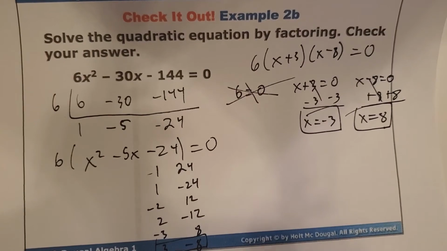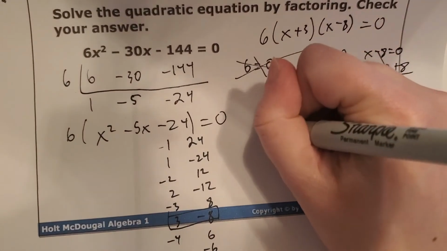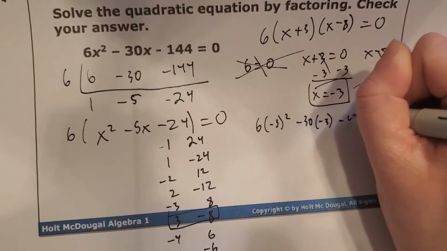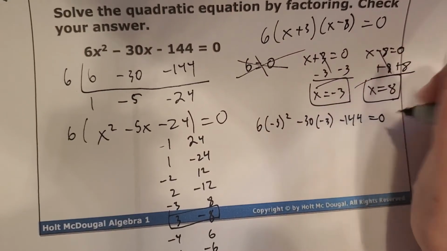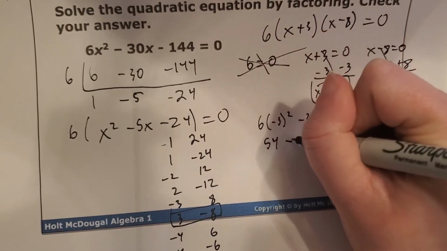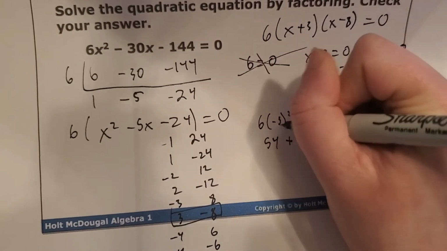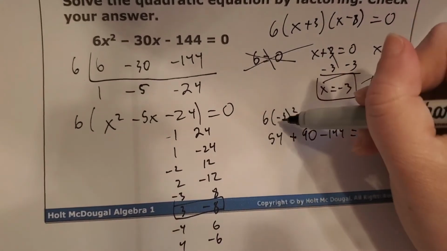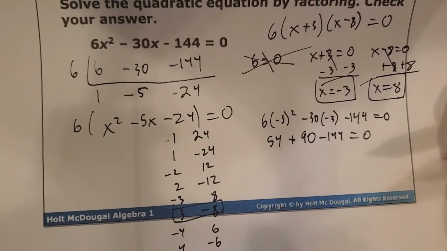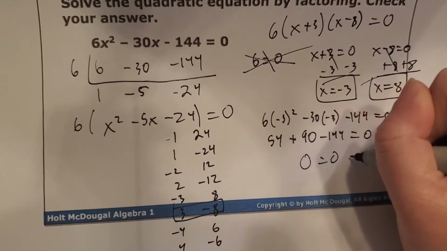All right? And same kind of thing, we have to plug these both back into the original to see that they both work. 6 times negative 3 squared minus 30 times negative 3 minus 144 equals 0. Negative 3 squared is 9 times 6 is 54 plus 90 minus 144 equals 0. Use your calculator for all this. All right? Order of operations, exponents first. Negative times a negative is a positive. So 54 plus 90 is 144. Minus 144 does get us 0.